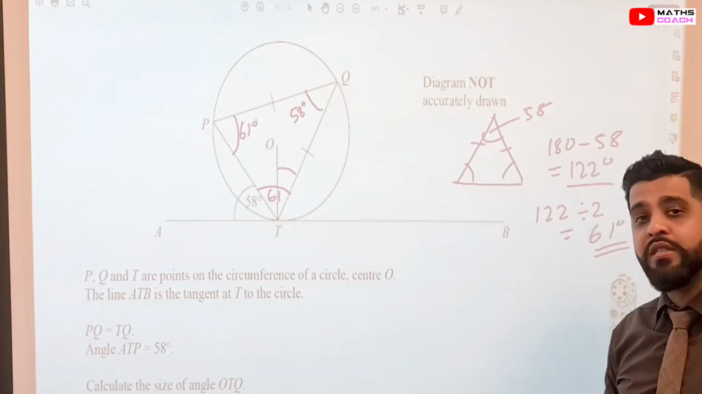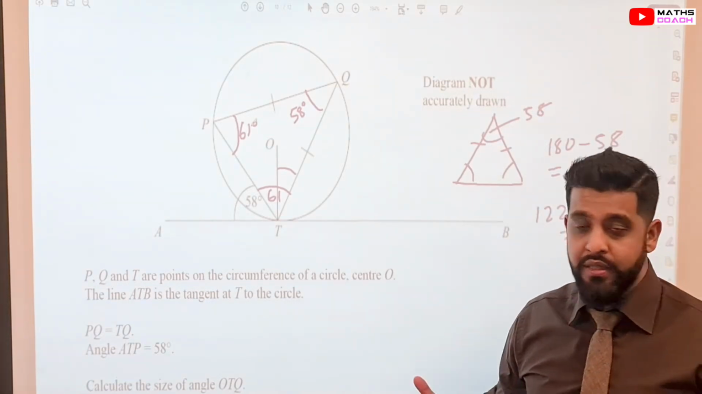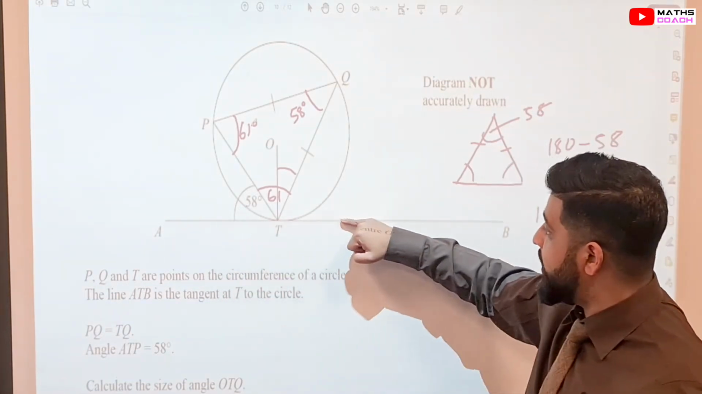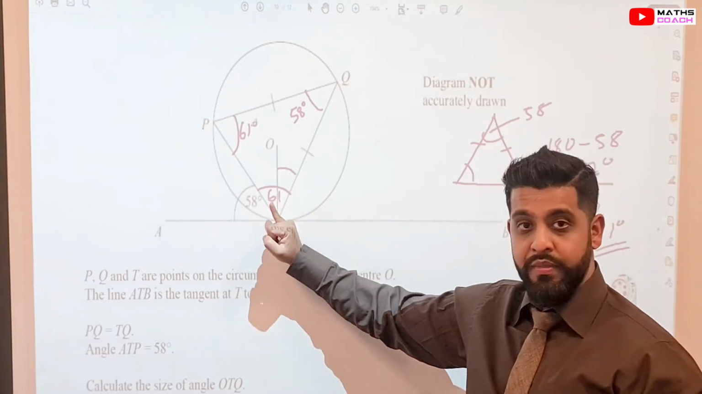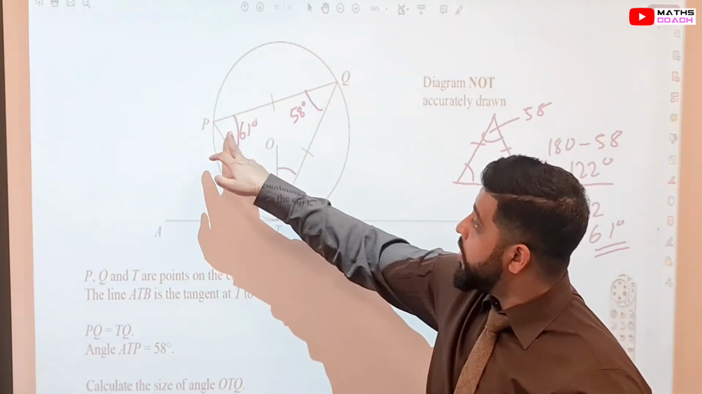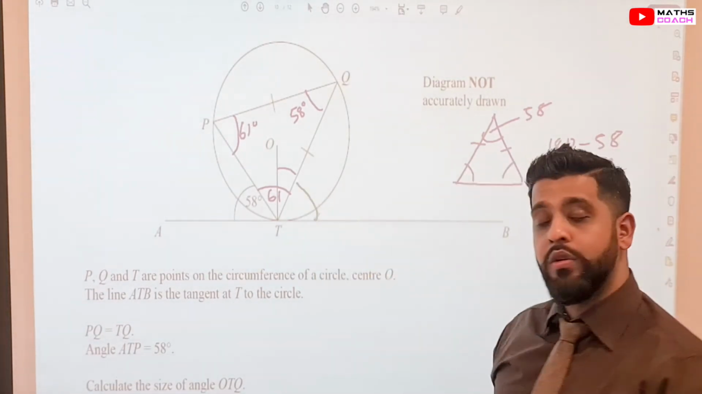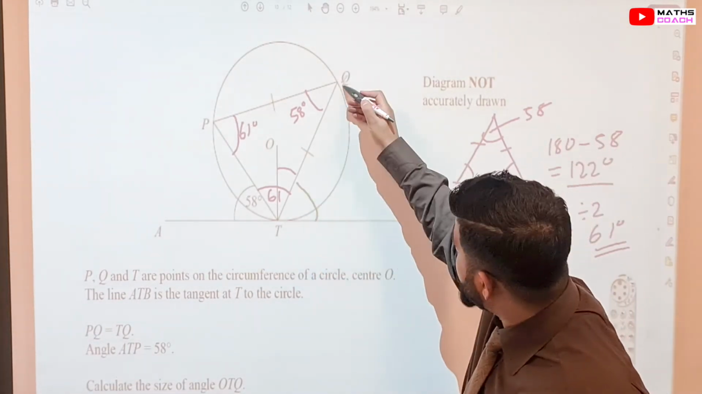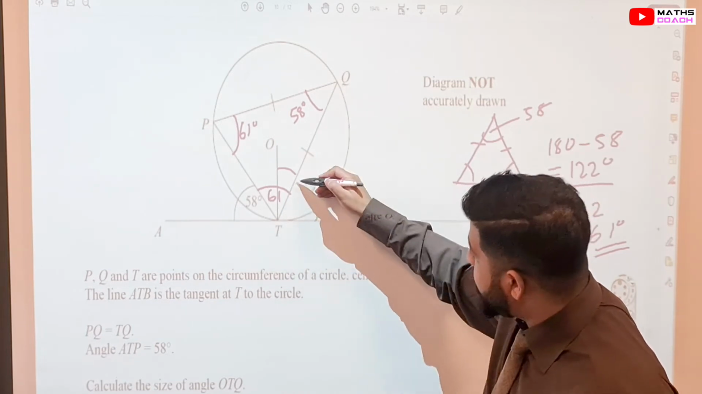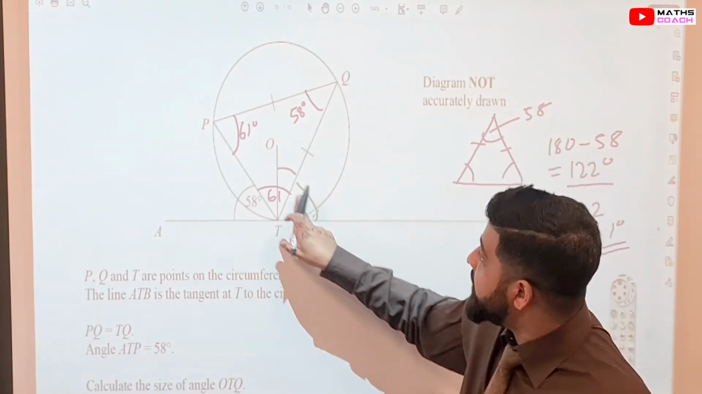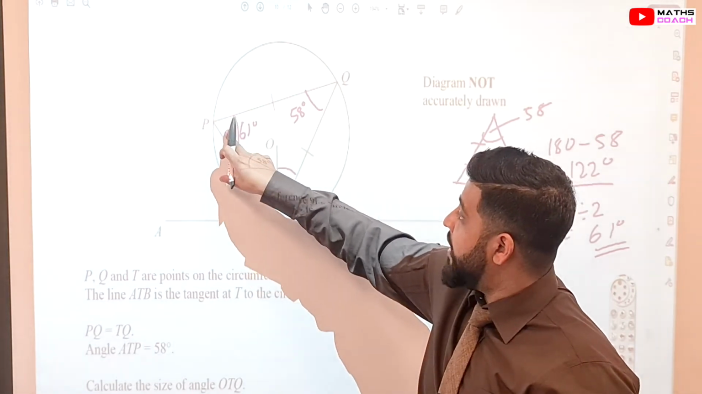Now you can do this next part in two ways. You can either look at the straight line here and the angles on the straight line and work from there, or you will notice that you also have on the other side another alternate segment theorem, because you have a chord right there and it makes an angle with the tangent, and in the alternate segment you have another angle here.